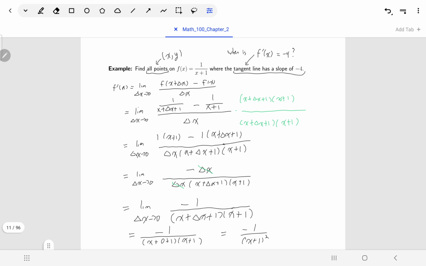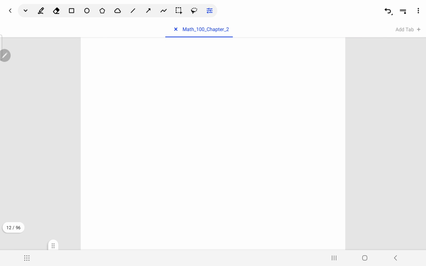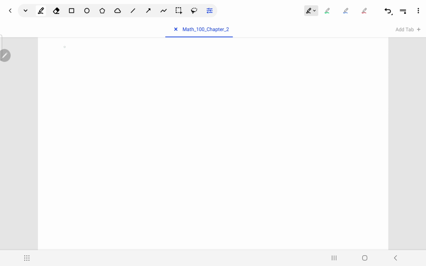Okay, so that's the first part of our problem. We've only done the beginning part of finding our derivative. We still need to figure out when that derivative is equal to negative 4, and then figure out where those points are, what are the x and y values. So now the next part, we want to know when the slope of our tangent line is negative 4. So I want to know when f prime of x equals negative 4. And I know that my derivative, f prime of x, is negative 1 over x plus 1 squared.